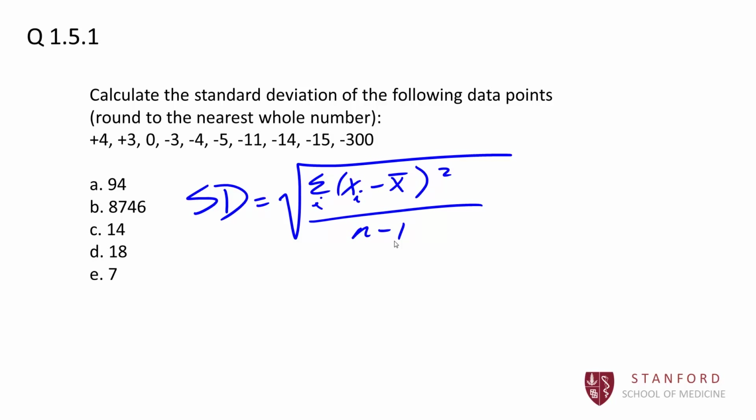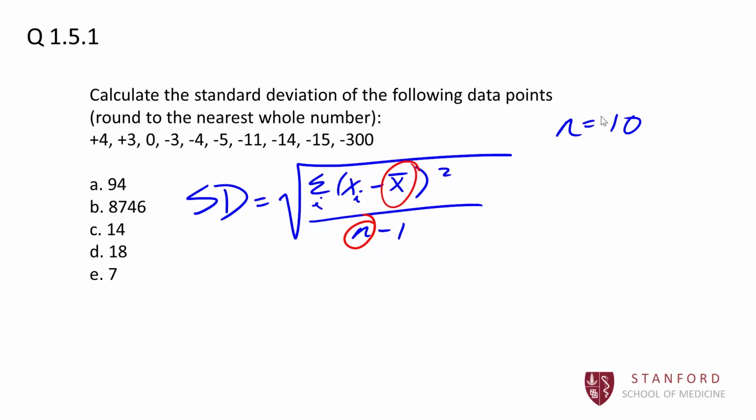Okay, so that looks complicated, but basically we need to figure out two things in order to calculate this formula. We need to figure out what n is and what this x bar is. X bar is the average. First things first, n is probably easiest. n is just the number of numbers in our data set. So that's going to be 1, 2, 3, 4, 5, 6, 7, 8, so that's going to be 10. Okay, so n is 10.